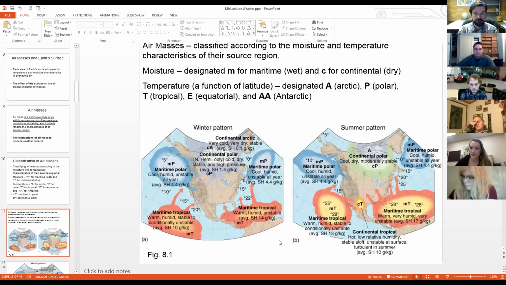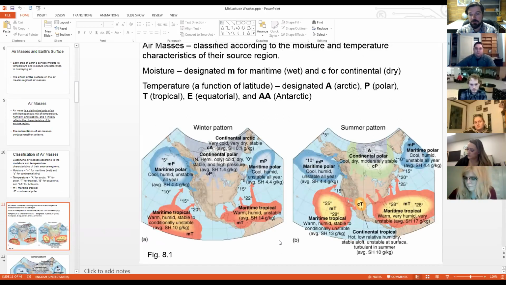So you do want to be familiar with those, because we'll be referring to those in other contexts as well. And so here's a helpful map to refer to, to get an idea of where these things occur and the different names that are associated with them.